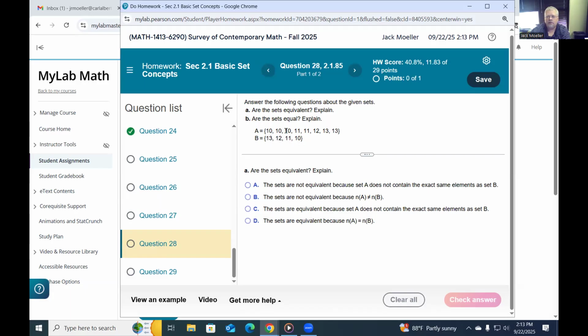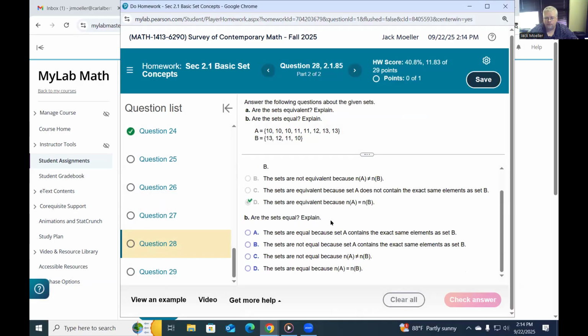How many elements does A have? Well, if you say 1, 2, 3, 4, 5, 6, 7, 8, you're going to miss this one because remember, for cardinality, we don't count repeats. So there's a 10, an 11, a 12, a 13. Those are the distinct ones. So there are also 4 elements in A. They are equivalent because the number of elements in A is equal to the number of elements in B.